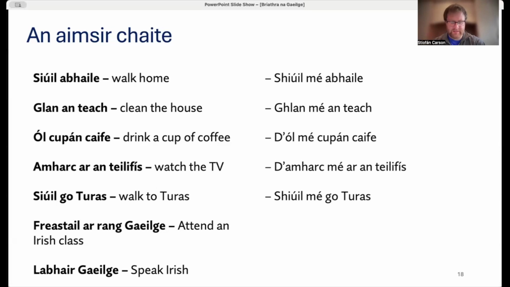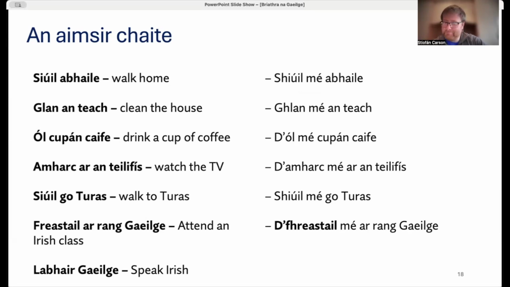Freastal ar rang Gaeilge. Now this one's interesting. We do add the séimhiú, the FH, but when we séimhiú an F, it completely removes the sound of the F. So we get 'astal'. So what we do there is we actually do both. We add a séimhiú, the wee H, agus cuirimid D' roimh an mbriathar freisin. We put the D in front of it as well. So freastal ar rang Gaeilge, attend an Irish class, d'fhreastal mé ar rang Gaeilge. So when we have an F as a start of a verb, we do the séimhiú and the D.